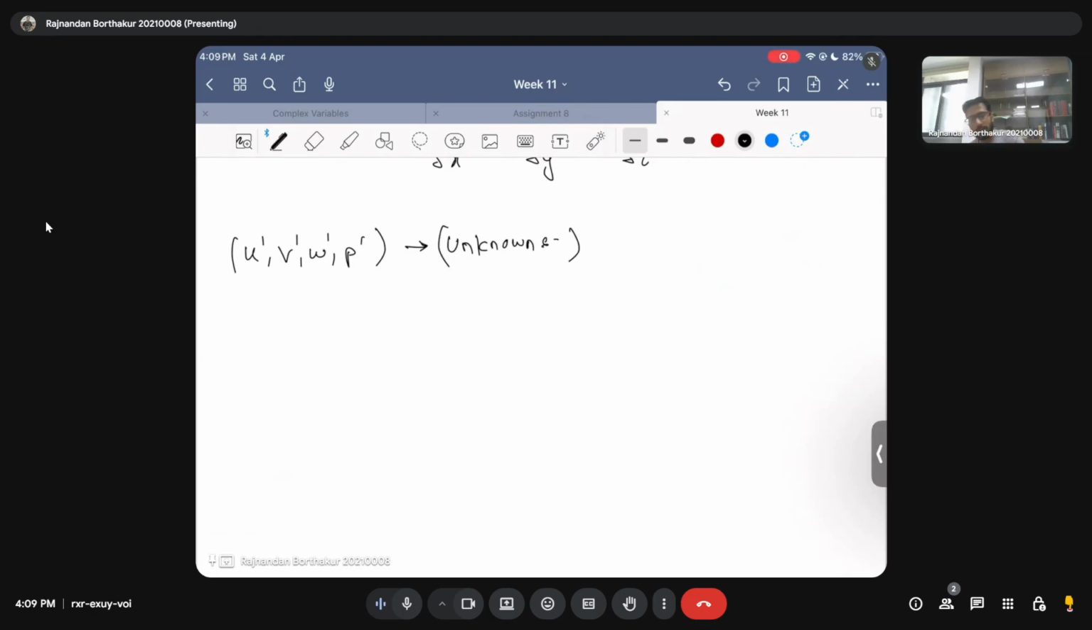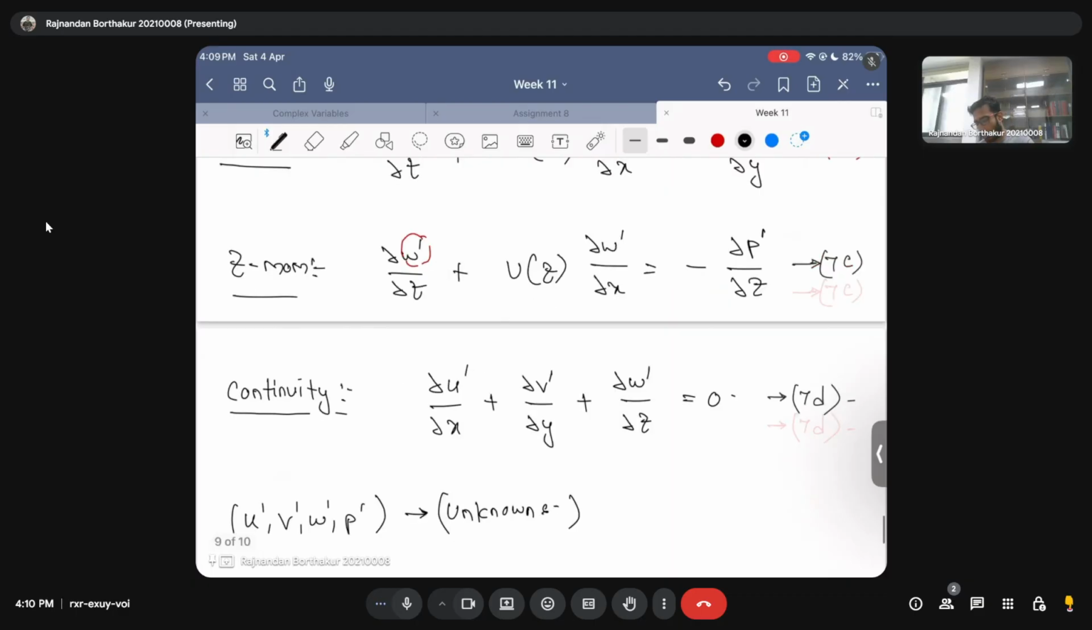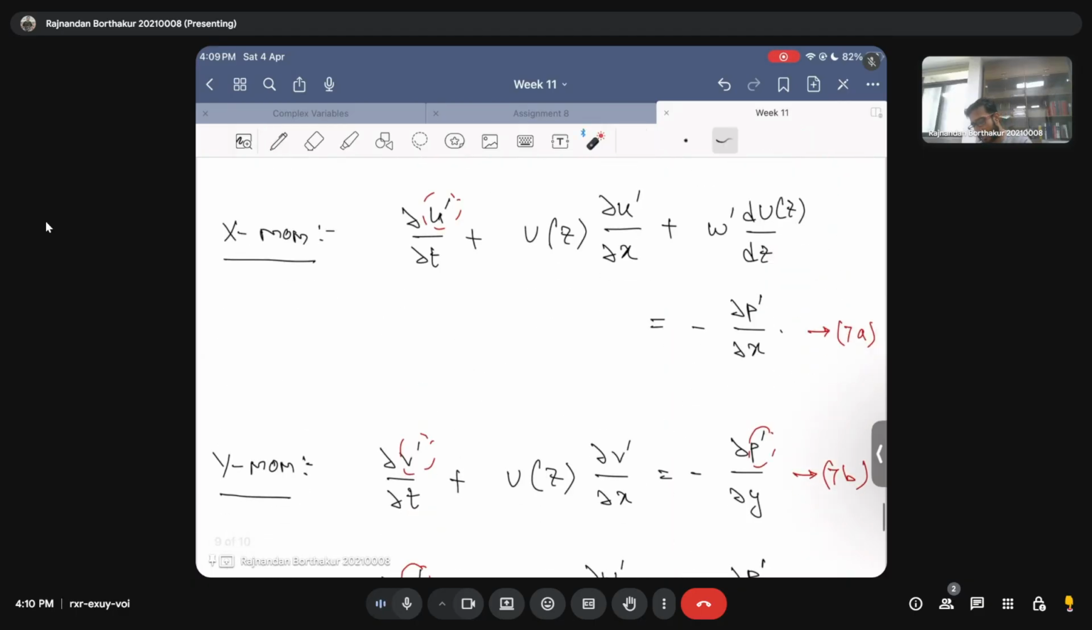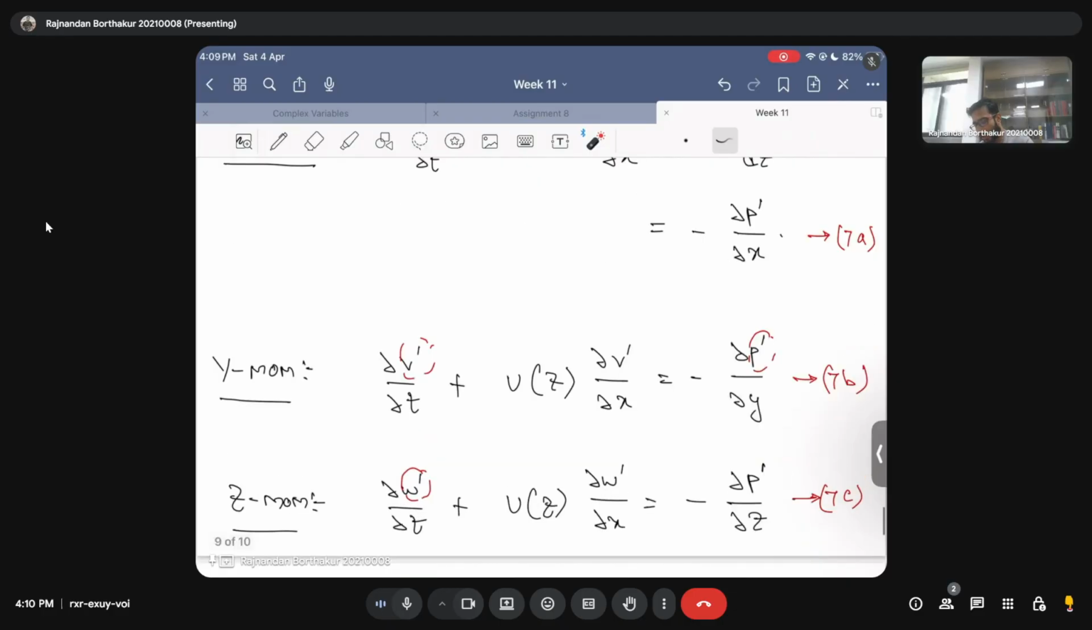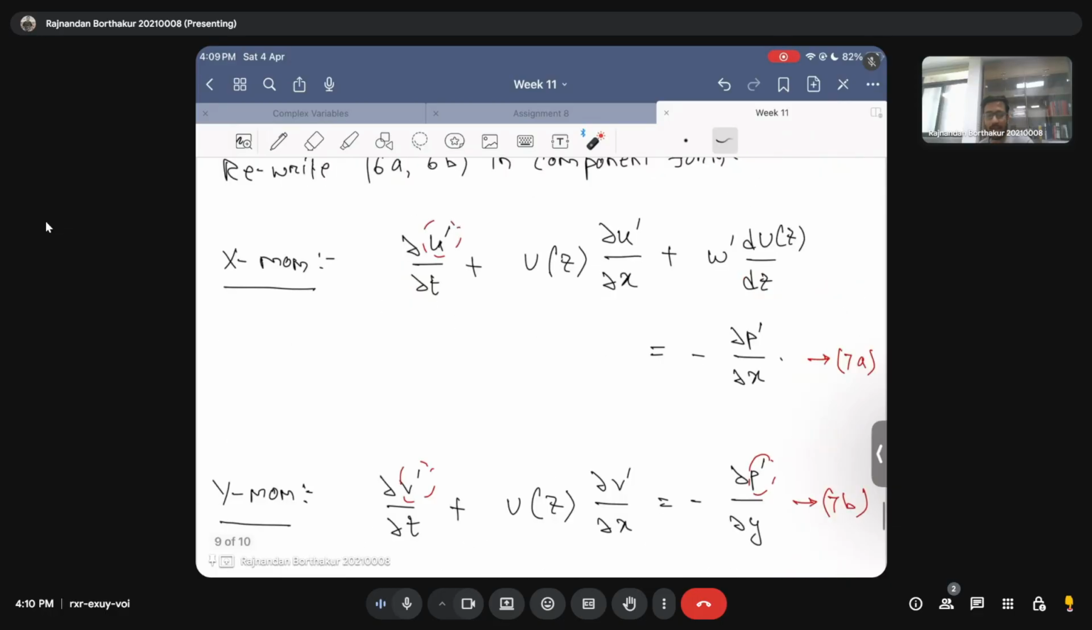We have four equations and four unknowns, which means in principle this is a closed system. But it is not so straightforward to solve for these variables, because as you can see, these equations, x momentum, y momentum, z momentum, and also the continuity, are highly coupled. Which means we require a specific strategy for solving them, and that strategy is known as normal mode analysis, and we will see why it is called normal mode analysis.